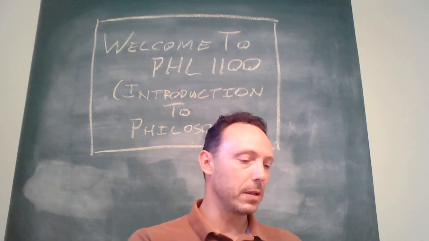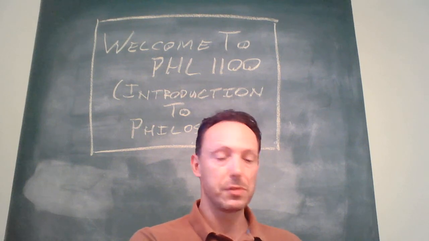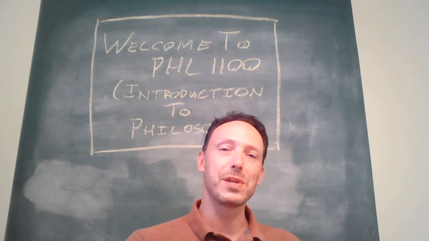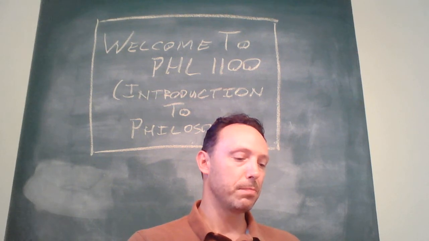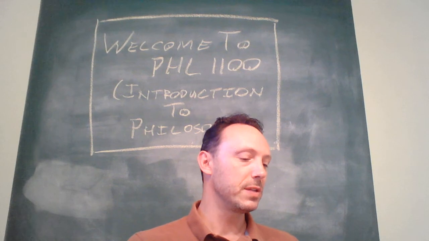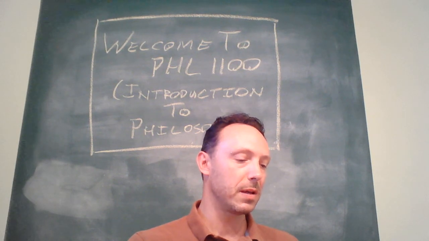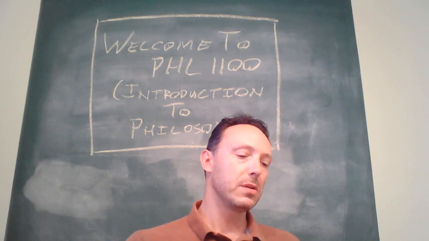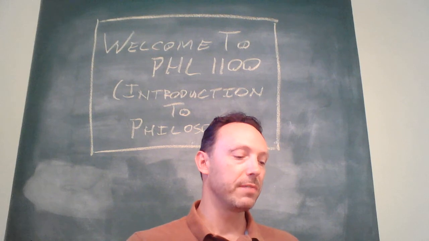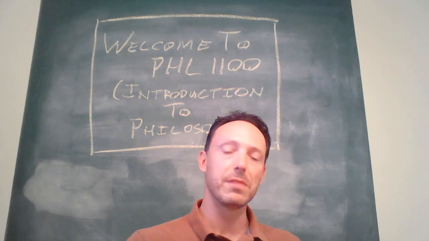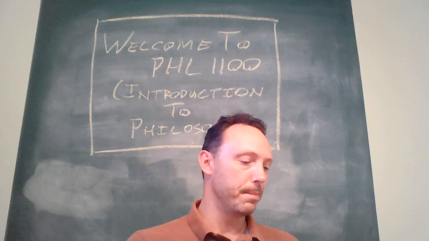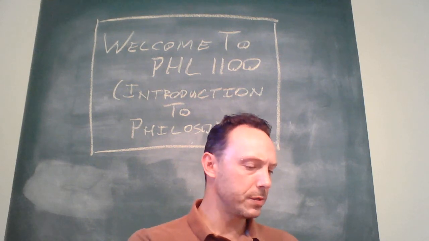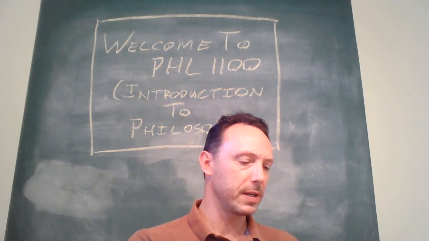So the course catalog description, and this is sort of the box that the course has to fit in, tells me it's a study of the main types of problems of Western philosophy. The readings are chosen to illustrate the development of Western thought from the ancient Greeks to the present. It's offered every semester and satisfies the gen ed knowledge exploration area.